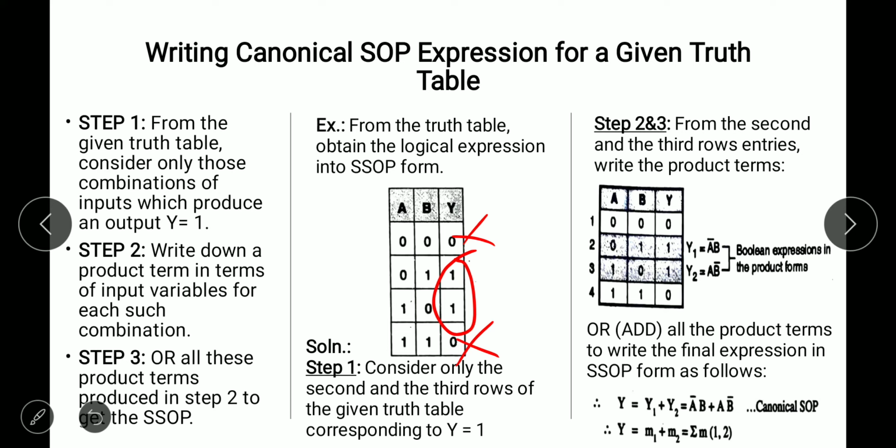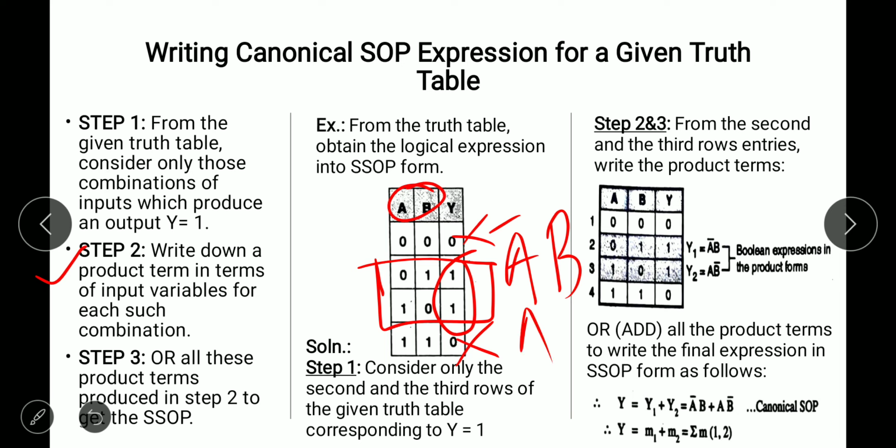Then what is step 2? Okay, from the truth table obtain the logical expression in SSOP. The first step is to consider only the second and third rows, because those have y equal to 1. Then step 2: write down the product term in terms of the input variables for each such combination. So this represents the min term. Inputs are two, so a and b: a bar and b. Then the second term is a b bar.